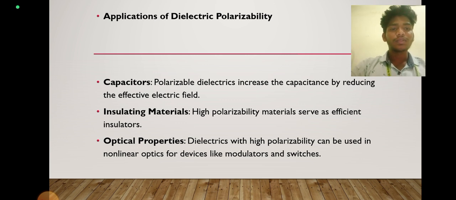In insulating materials, high polarizability materials serve as insulators. That means polarizability is high in these materials, and they serve as efficient insulators. Optical properties: dielectrics with high polarizability can be used in non-linear optics for devices like modulators and switches.